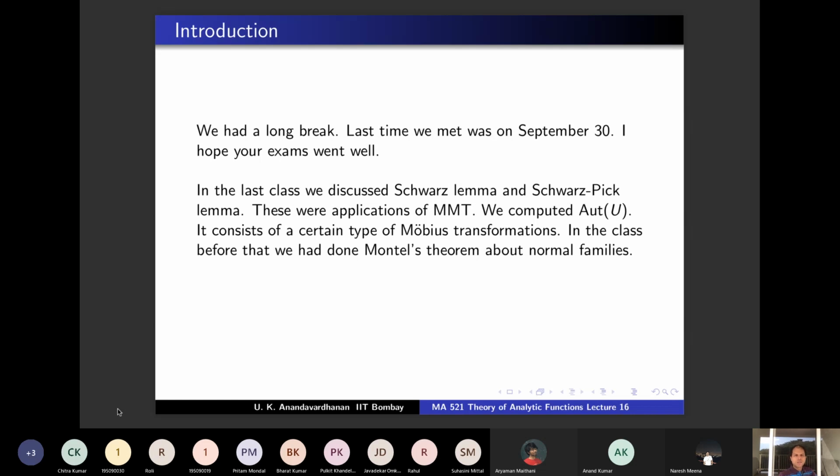Okay, so we had done Montel's theorem. Today we will do the Riemann mapping theorem making use of all these things. Not just these things, we will use the open mapping theorem, we will use Rouché's theorem, we will use the Schwarz lemma, all these together. It's a very nice proof.